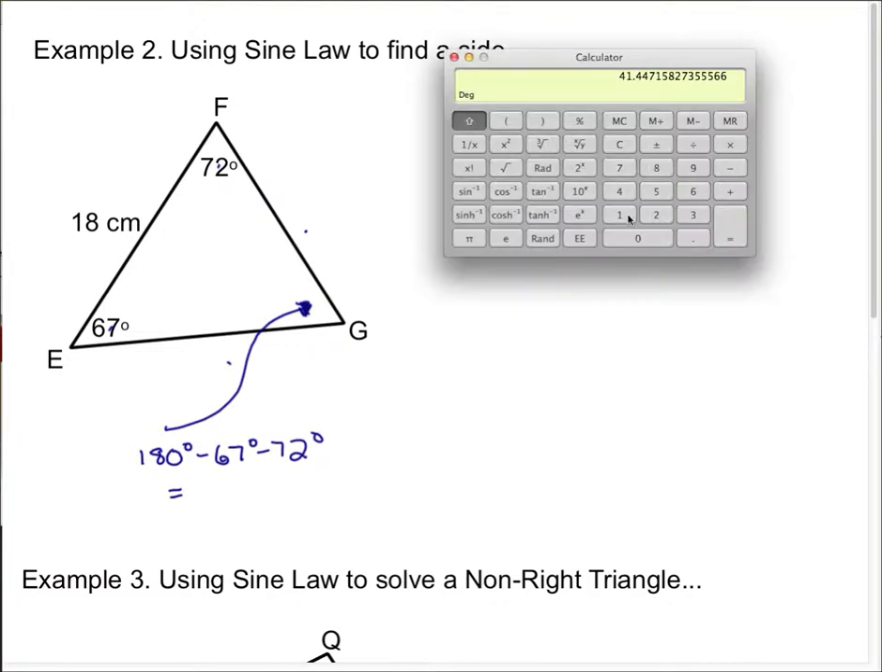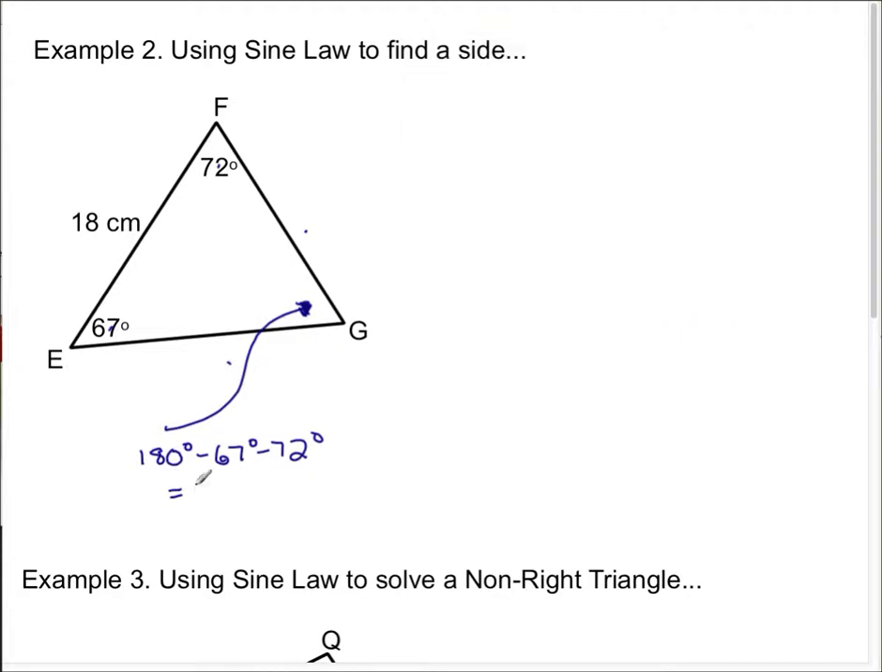So let's take a look. 180 minus 67 minus 72 is 41. So that angle in there is 41 degrees. Now since I know this angle, I have my angle side pair. And since I'm finding a side, I'm going to start with the side on the top. So 18 on top, and the angle on the bottom is 41 degrees, but I can't just leave it as 41 degrees. It has to have the sine with it, or it wouldn't be sine law. Got to have a sine for it to be sine law.